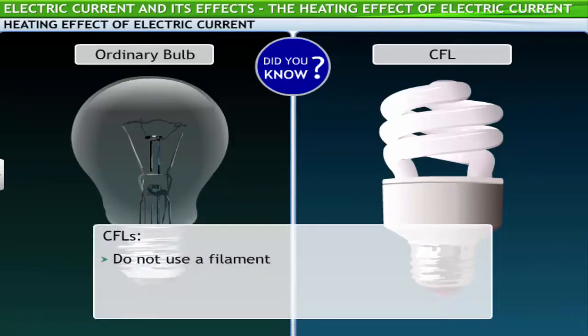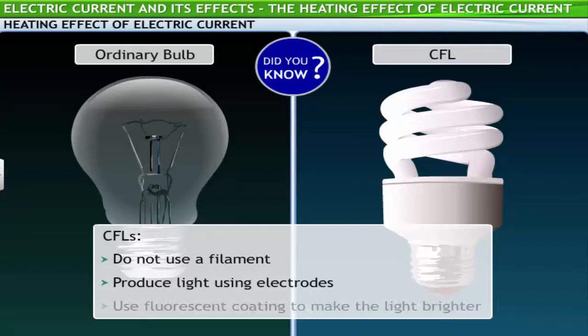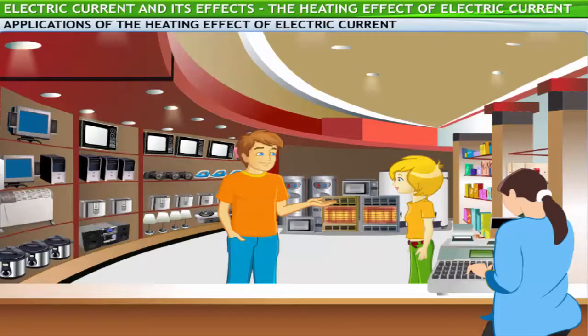CFLs do not use a filament. That is, they don't depend on the heating effect of electricity to provide light. Light is produced using two electrodes. Fluorescent coating on the inside of each tube helps make the light brighter. There are many appliances that use the heating effect of electric current. Typically, these are electrical appliances that are used for heating things.